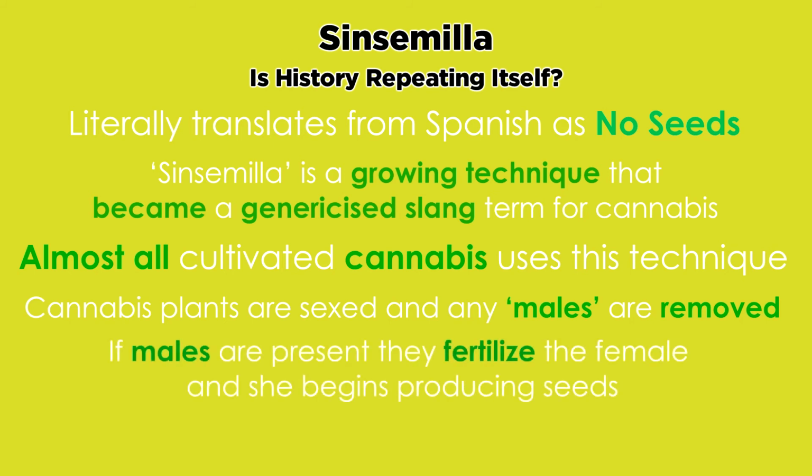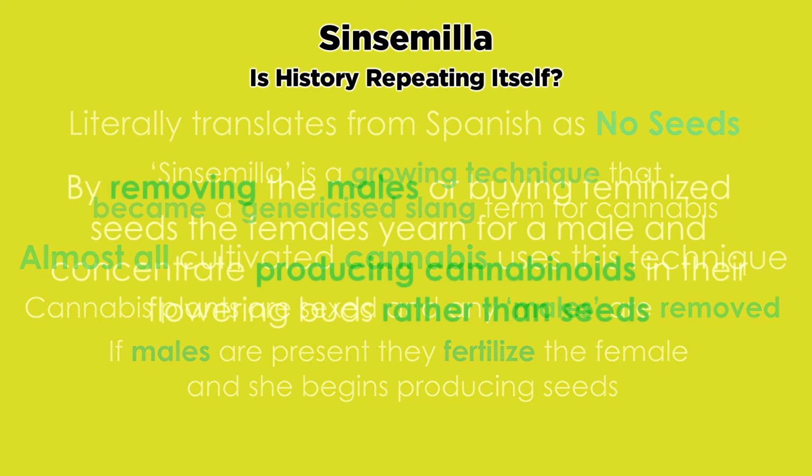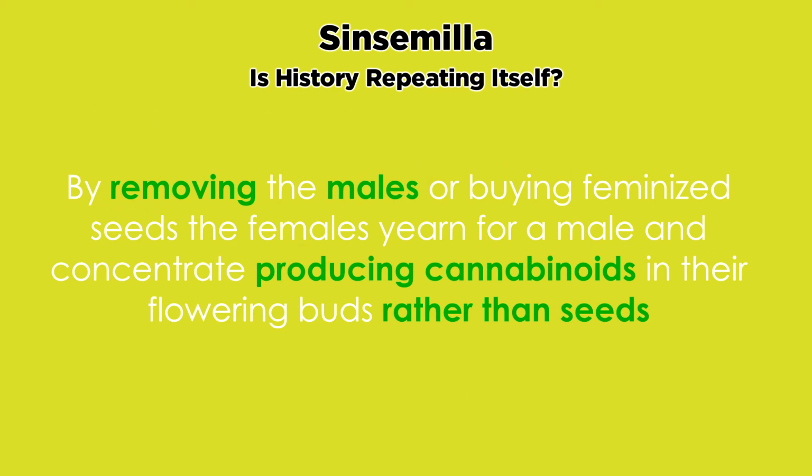If a male is present, they will fertilize the female and she will begin producing seeds. By removing the males or buying special feminized seeds, the females yearn for a male companion and concentrate on producing cannabinoids in their flowering buds rather than the seeds. So again, by removing the males, we are seeing a result of more potent cannabis plants.